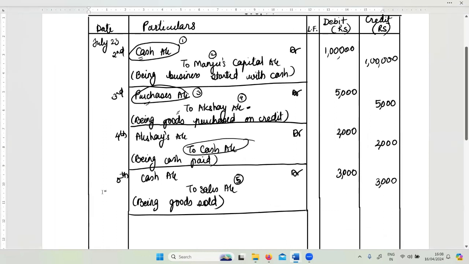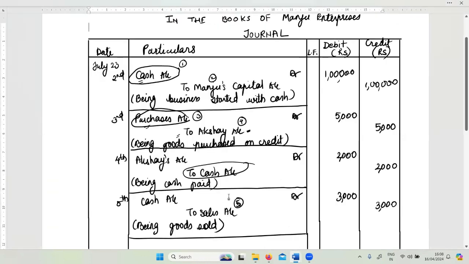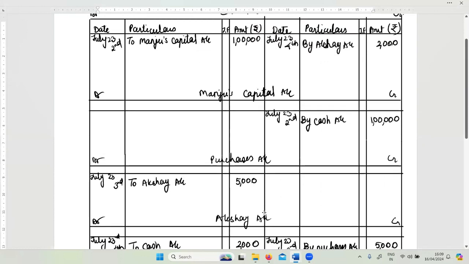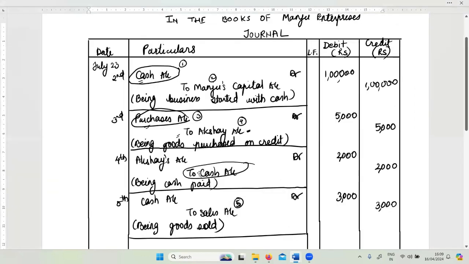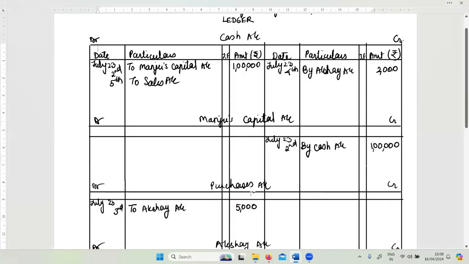Now the last journal entry is saying that you have cash account to sales, right? So cash is debit and sales account is credited. So the cash account we will have to take into consideration on 5th. Cash account is debited. So go to the debit side of the cash account and write the remaining part of the transaction. On which date? 5th, to sales. To sales account, right? So what is the remaining part of the transaction? It is sales, 3,000 rupees.